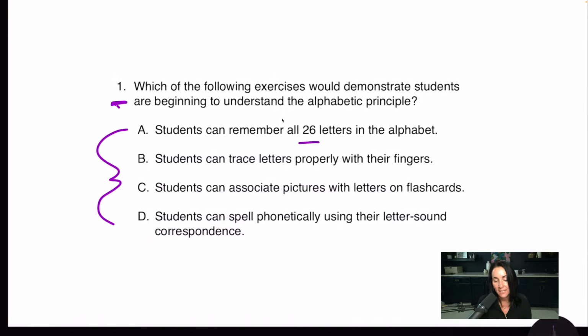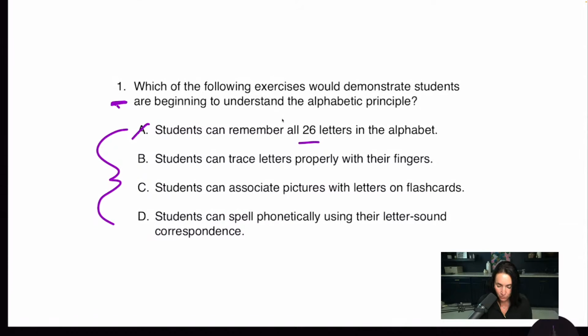Well, right away, I can kind of cross this one out because that's really not a good teaching strategy. Yeah, it's good that they understand the letters of the alphabet, but remembering them, what does that have to do with anything? Not the best practice. I'm going to cross it out for now.